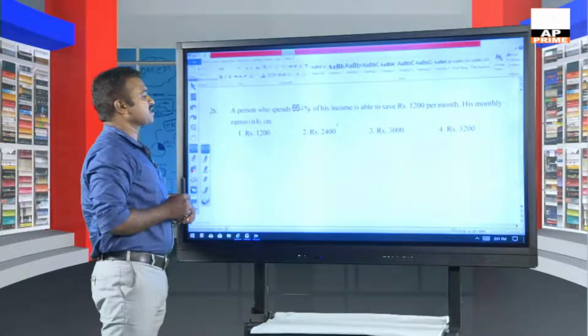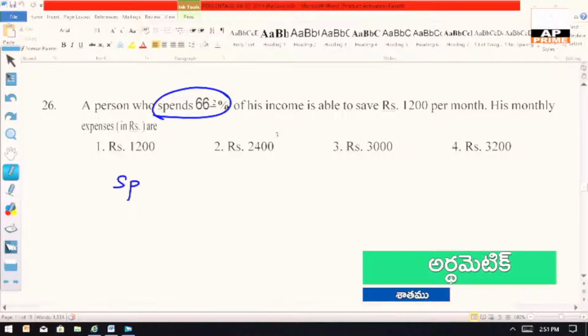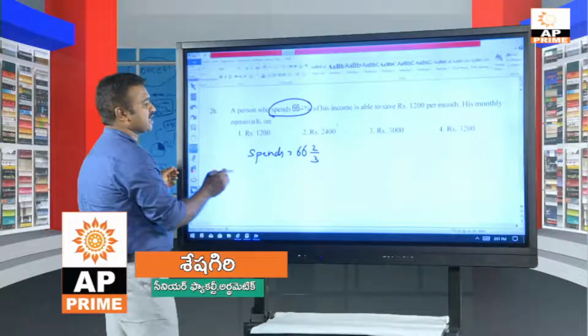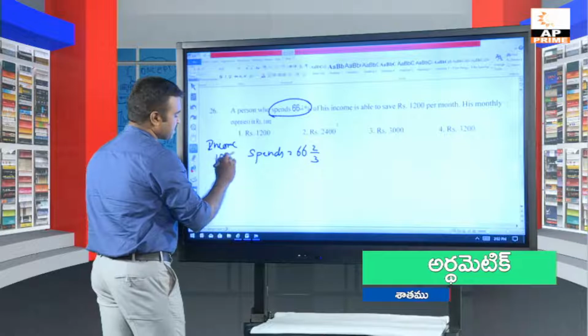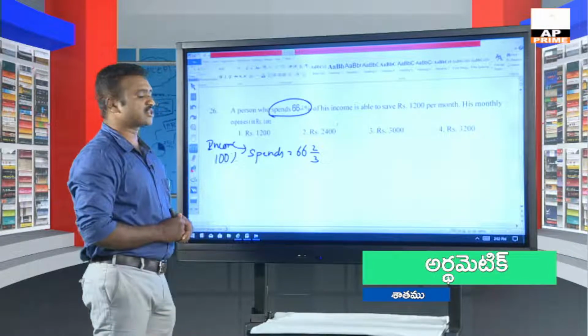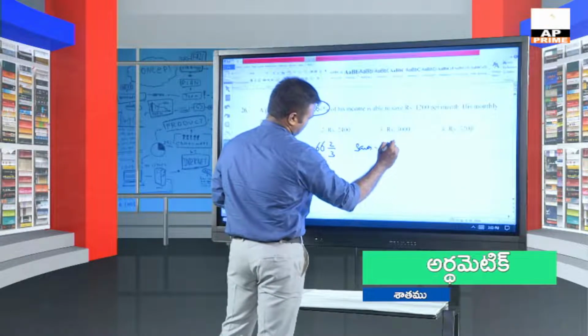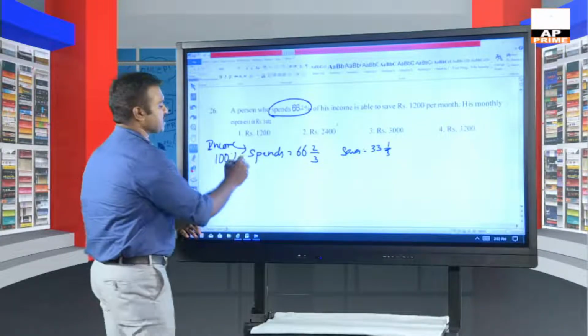ఏ పర్సన్ హూ స్పెండ్స్ 66 2/3 ఆఫ్ హిస్ ఇన్కమ్ ఏబుల్ టు సేవ్ 1200 రూపీస్ పర్ మంత్, హిజ్ మంత్లీ ఎక్స్పెన్సెస్ ఇన్ రేట్. ఏ పర్సన్ స్పెండ్ 66 2/3, వాడు స్పెండ్ చేస్తాడంట. ఎంత అమౌంట్ స్పెండ్ చేస్తాడు అంటే 66 2/3. పర్సంటేజ్ అన్నాడు కాబట్టి నేను వాడి ఇన్కమ్ని 100% అనుకోవచ్చుగా. అంటే ఇన్కమ్ 100% అయితే 66 2/3 స్పెండ్ చేస్తాడు. అంటే వాడు సేవ్ చేసేది 33 1/3. మంత్లీ ఎక్స్పెన్సెస్ అంటే స్పెండ్ అన్న ఎక్స్పెన్సెస్ అని ఒకటేగా.